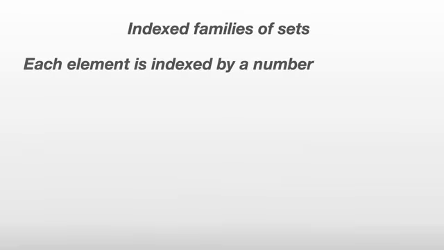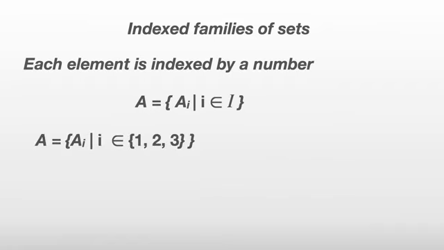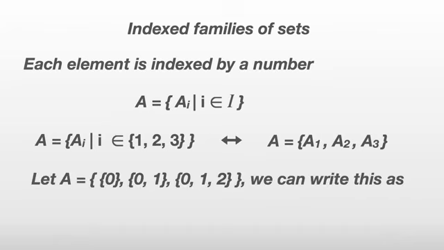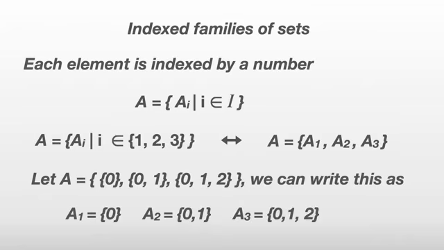We also have what are called indexed families of sets. Essentially, each element, which is a set itself, is indexed by a number and usually written as a subscript. So A being A sub i for i in the set {1, 2, 3} is saying that A contains 3 sets, A1, A2 and A3, and in some cases it might be easier to read if we package things up like this. If A is a set containing the sets {0}, {0, 1}, and {0, 1, 2}, we can write this as A1, A2 and A3, where A1 is the set containing 0, A2 is the set containing 0 and 1, and A3 is the set containing 0, 1 and 2.